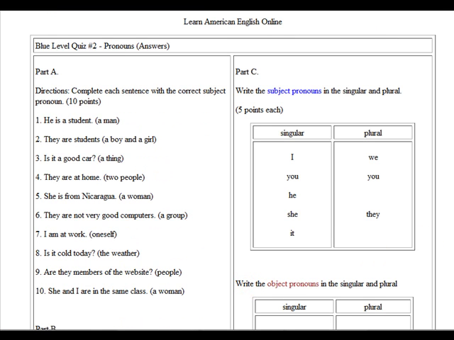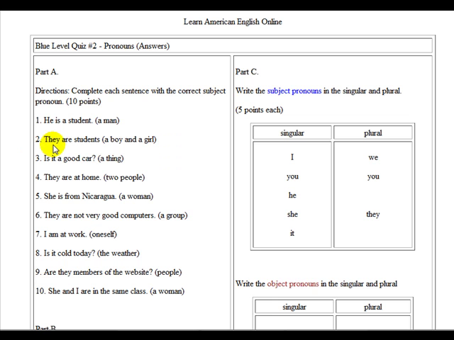Okay, now we have the answers. And here you see, complete the sentence with the correct subject person. Here is a student. It says a man. Well, a man is one person, and we have the pronoun he that we use. He is, and is the singular form of that verb.